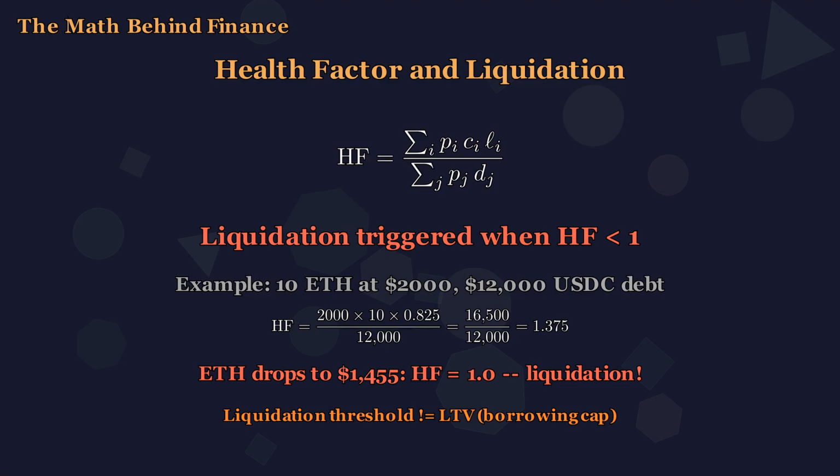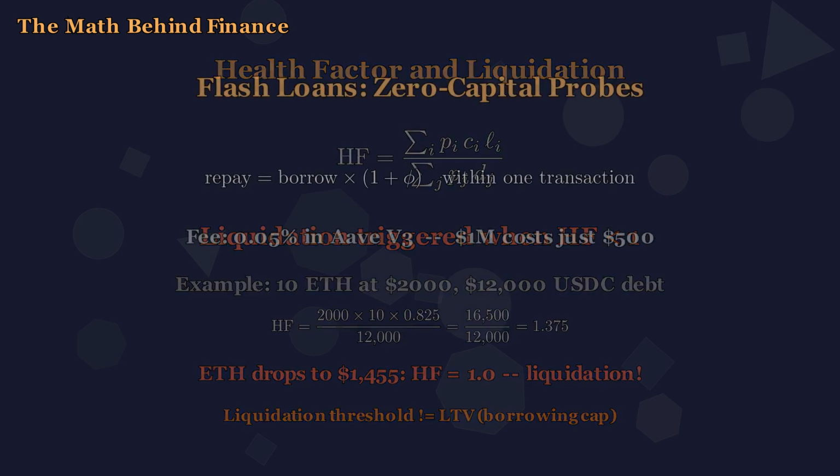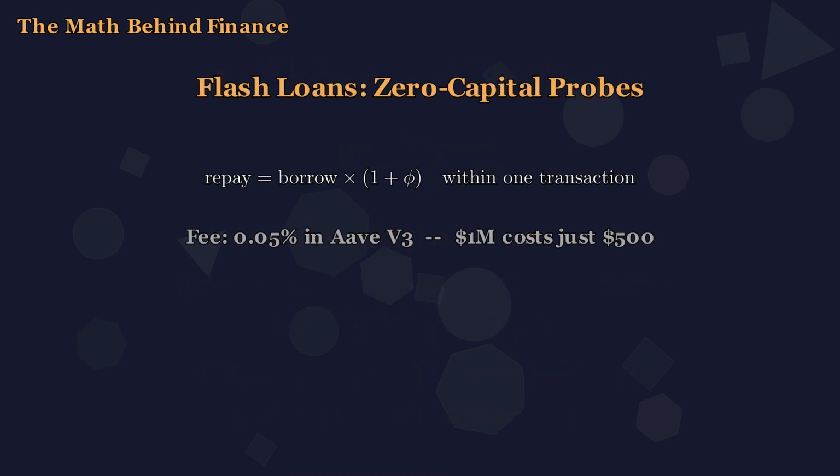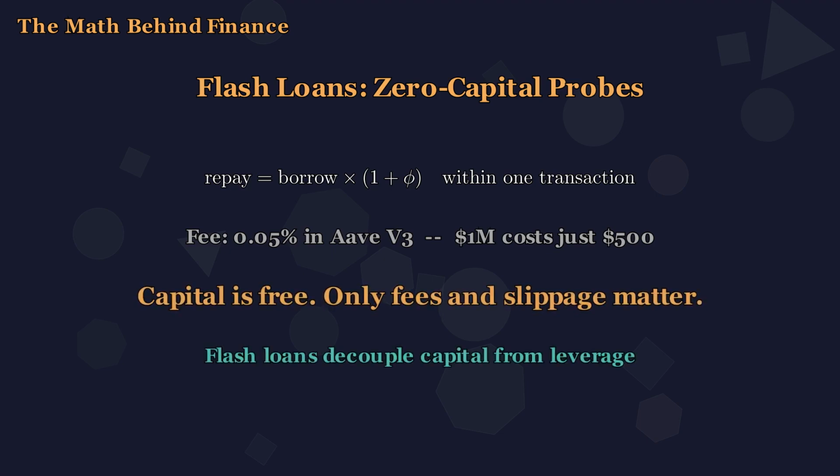Now here is the wild card, flash loans. You can borrow any amount with zero collateral as long as you repay within the same transaction. The fee in Aave V3 is just 0.05%. A $1 million flash loan costs $500. Flash loans decouple capital from leverage. They are zero-cost probes of the entire DeFi state space. This will become critical when we discuss oracle manipulation and sandwich attacks.